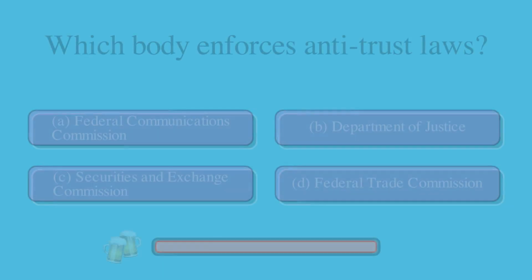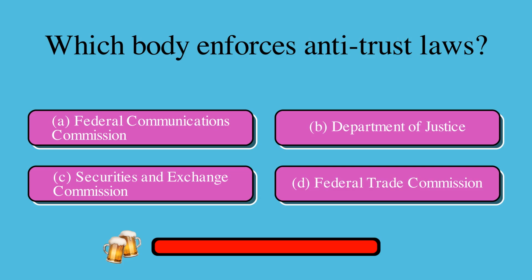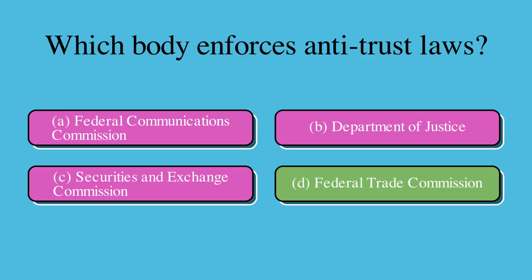Here's some legal compliance trivia. Which body enforces antitrust laws? Is it A, Federal Communications Commission, B, Department of Justice, C, Securities and Exchange Commission, or D, Federal Trade Commission? The correct answer is D, Federal Trade Commission.